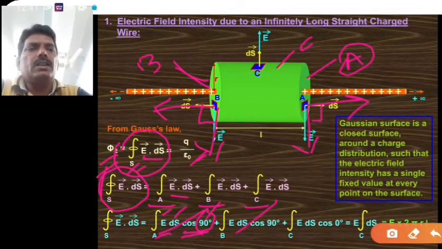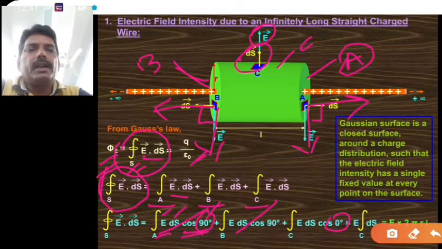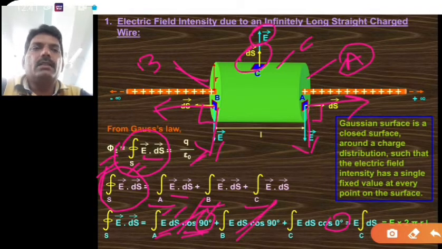And the third, curved surface, that is surface C, here the electric field intensity and the ds area vector are both in the same direction. Therefore the angle between them is 0. So we can say that after cancelling these two surfaces, because the angle between the electric field vector and the surface area vector is 90 degrees, only this surface remains, that is E ds cos 0 for the curved surface C.